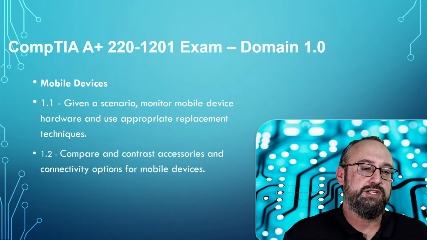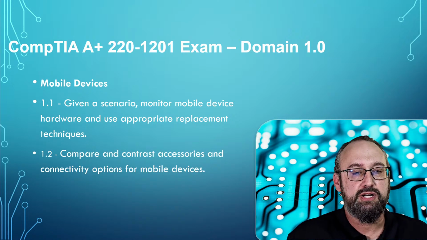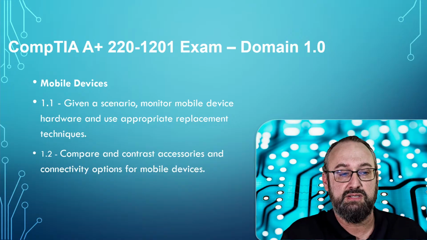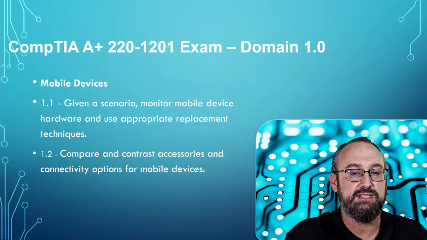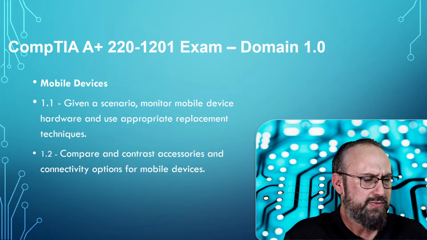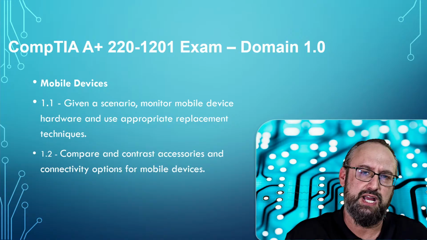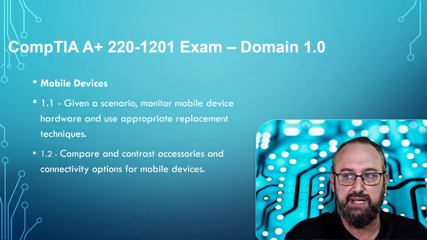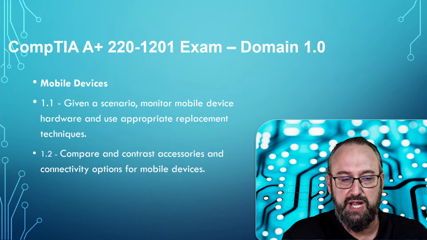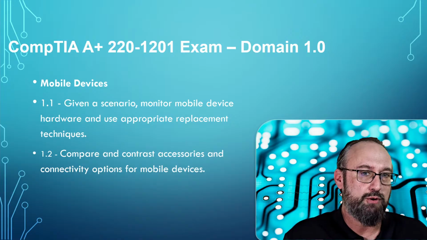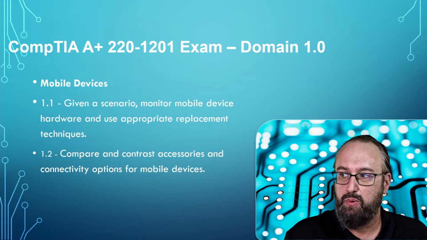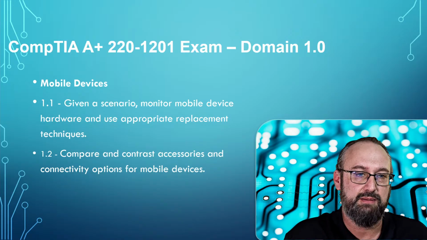Next up is going to be compare and contrast accessories. When we look at compare and contrast accessories for mobile devices, there are connection methods such as USB, Lightning, NFC, near-field communication, Bluetooth, and a variety of accessories that we need to be aware of likewise in this objective.